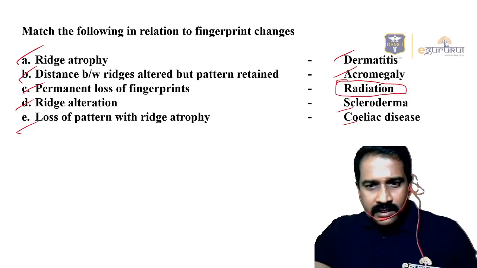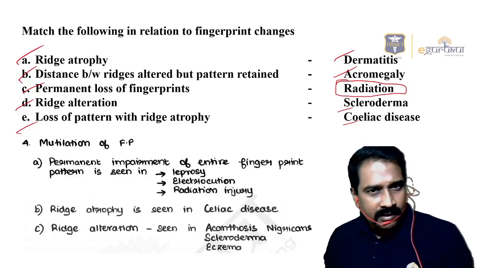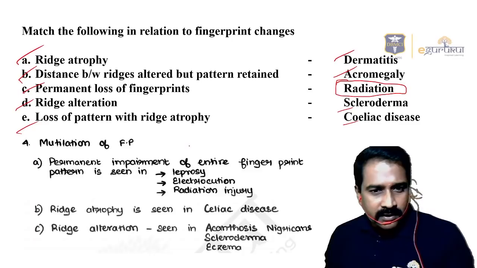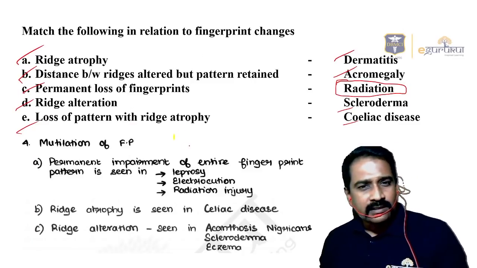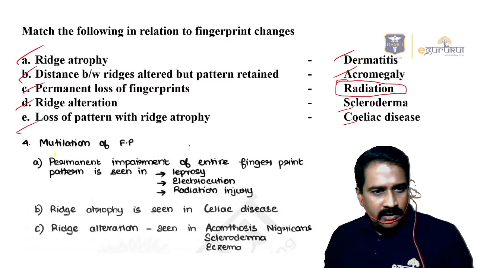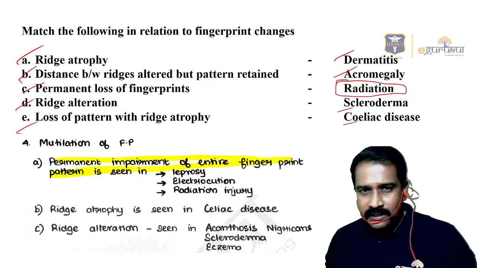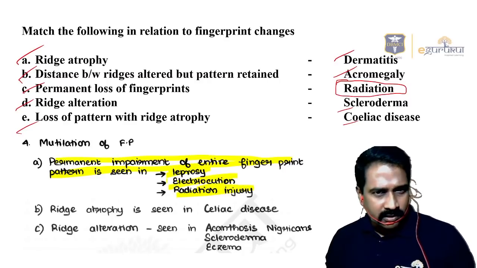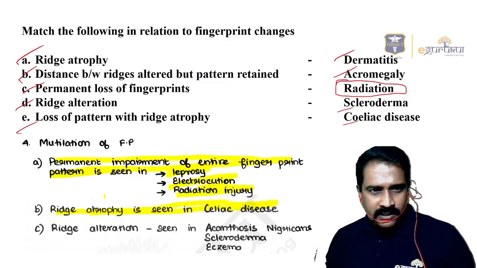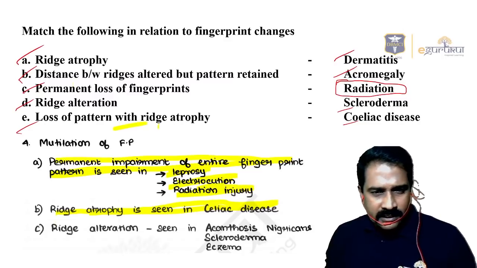Now coming to the theoretical part of it. Again, I've directly taken from the notes here. If you can remember these points, I think it is sufficient to answer any such questions. Mutilation of fingerprints, permanent impairment of the entire fingerprint pattern, is seen in only three conditions: leprosy, electrocution, radiation. For complete loss of fingerprint. Then ridge atrophy is seen in celiac disease. Here it says loss of pattern with ridge atrophy, but textbooks say ridge atrophy is seen in celiac disease.